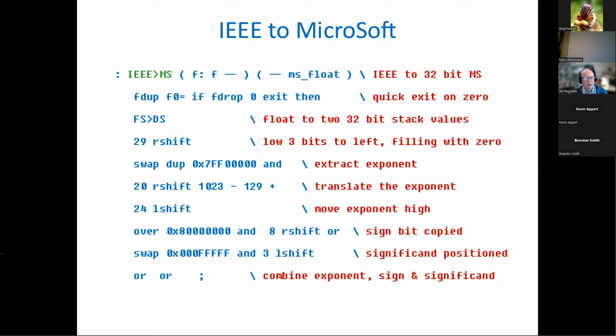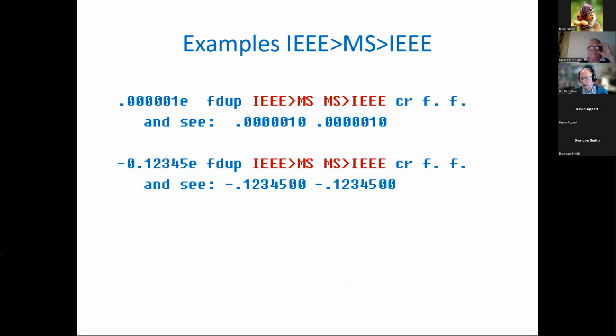Otherwise, FS>DS does the transfer. It transfers the 64-bit floating point number to the data stack as a 64-bit value. And then you see the other steps along the way. The shifting, extracting the exponent, we translate the exponent, position the exponent properly, process the sign, and then position the significand. Finally, OR it all together, and we've tidied up and have the Microsoft equivalent.